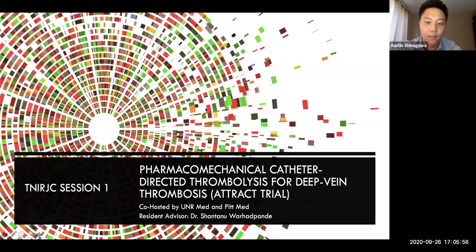And we will be focusing on the pharmacomechanical catheter-directed thrombolysis for deep vein thrombosis paper, which presents the findings of the ATTRACT trial. We'll also be talking about a secondary analysis done by Comerota et al., which highlights some important features of the paper that weren't originally covered.